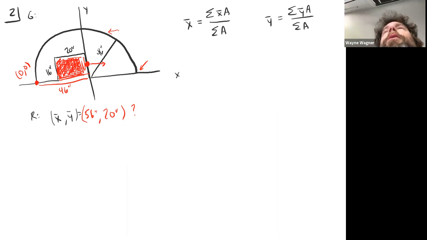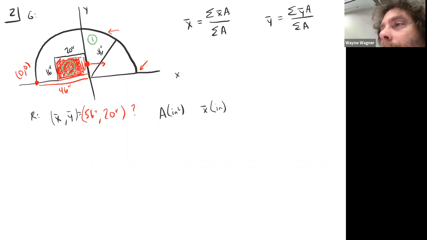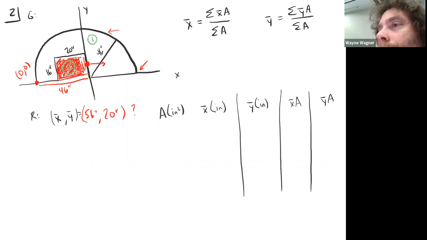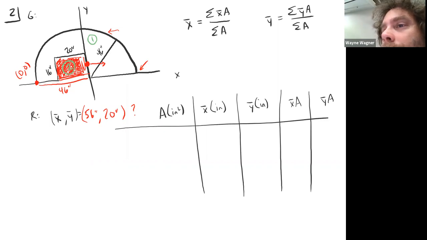Let's go ahead and do this. We've got two shapes. The semicircle will be 1, and this rectangle will be 2. We'll do the same chart as we did last time. So area, which is in inches squared, X bar in inches, Y bar in inches, X bar A and Y bar A. It looks like we've got shape 1, shape 2, and then the summation.